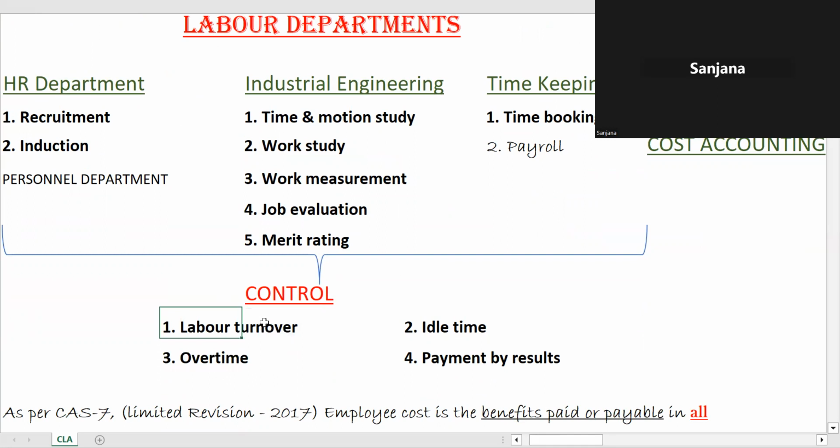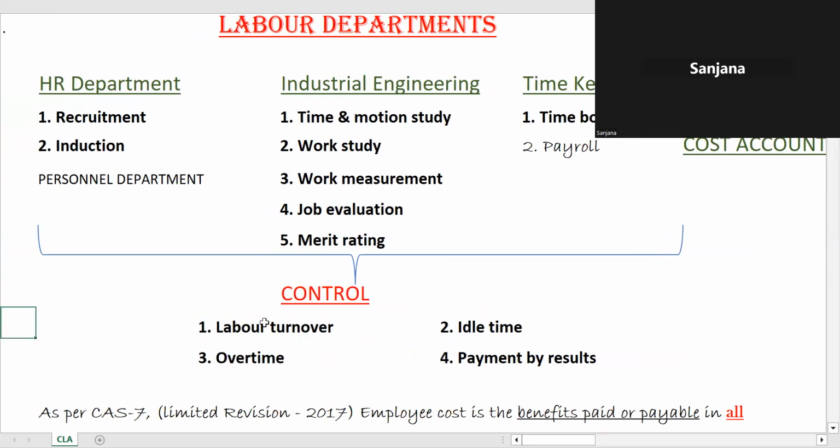Again, all these things we are going to study in detail in the chapter. This is just a quick first introduction for you. Then idle time has to be controlled. Then you have overtime, which also must be controlled. Then payment by results, where you give some bonus and things like that to encourage workers. All these parts of control we are also going to study.